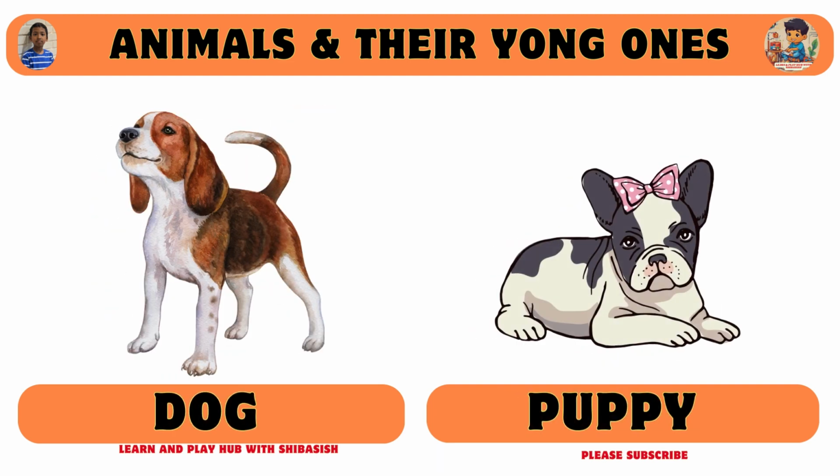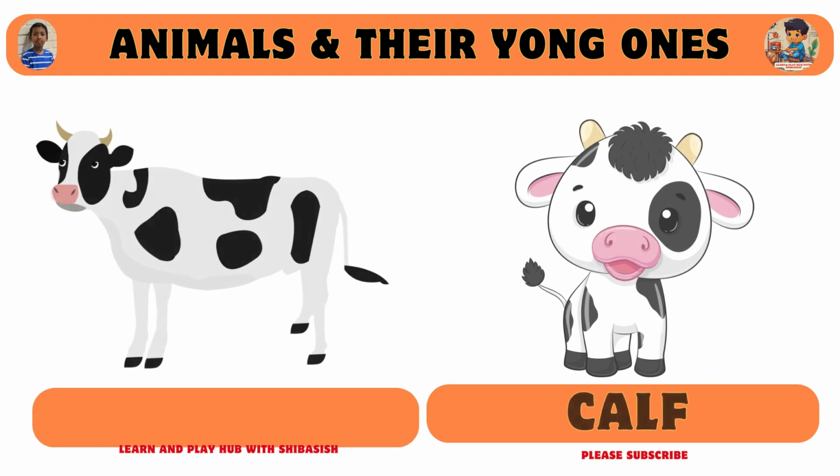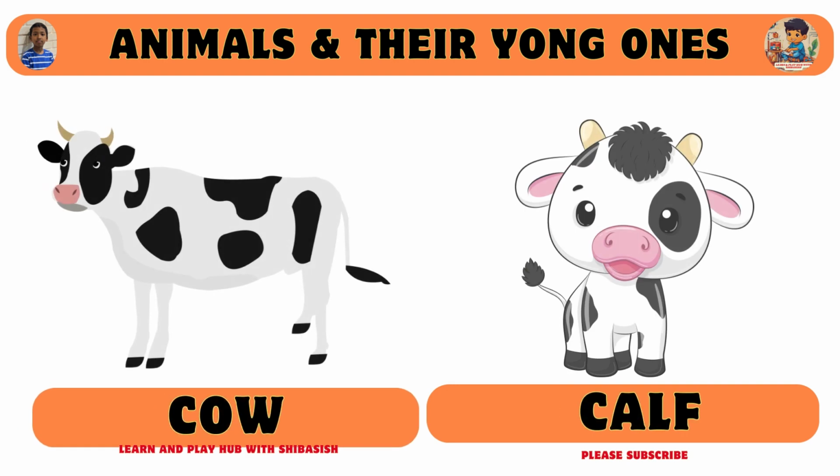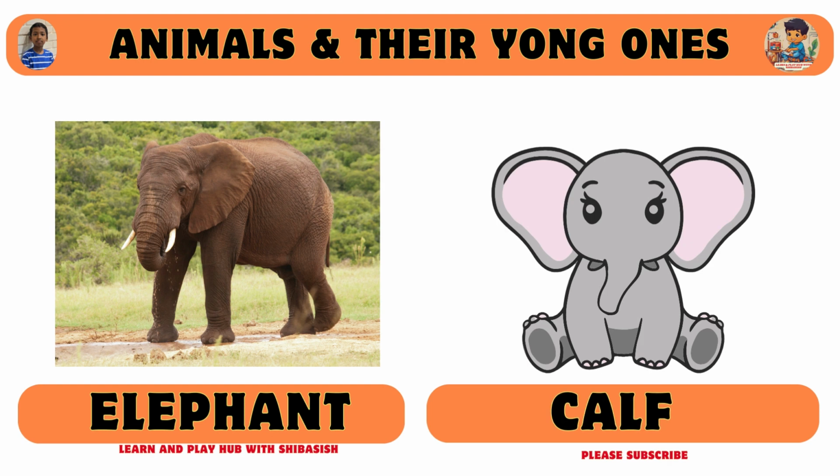Dog, puppy. The baby of a dog is called as puppy. Cat, kitten. The baby of a cat is called as kitten. Cow, calf. The baby of a cow is called as calf. Elephant, calf. The baby of an elephant is called as calf.